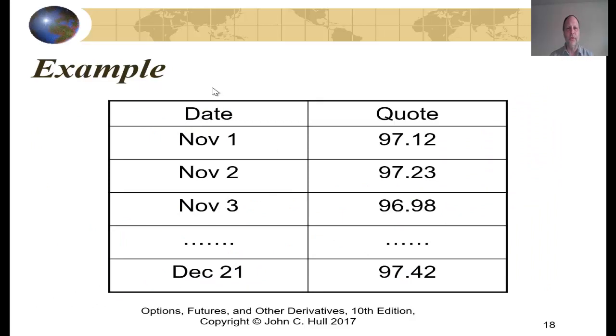Here are examples of euro-dollar quotes. So the interest rate paid would be 100 minus whatever the quote is. So for the first one, 100 minus 97.12 would be an interest rate of 2.88%. The second one, 100 minus 97.23, would be an interest rate of 2.77%, etc. And as the quote changes on a daily basis, you would have a marking to market process on euro-dollar futures.